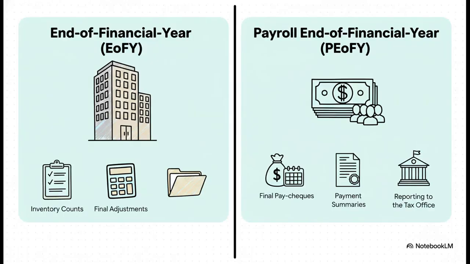Now, it's really important to understand the distinction between two different year-end processes. First, you've got the end of financial year, or EOFY. This is about the entire organization's finances, things like inventory counts and making final adjustments to get the main company file ready for the next year. On the other hand, you have the payroll end of financial year, or PEOFY. This is focused entirely on your employees. It involves processing final pays, creating payment summaries, and getting all the necessary tax information over to the ATO.